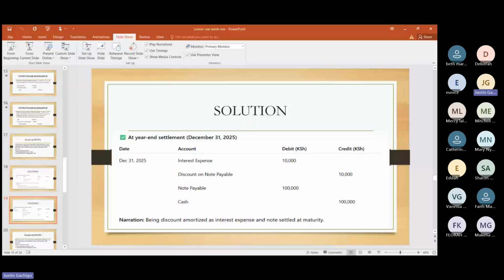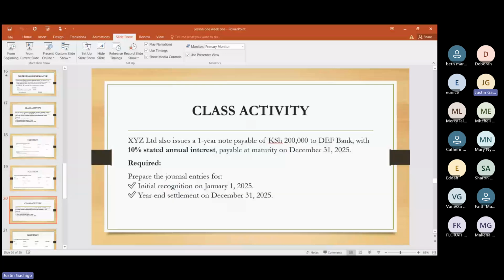So here we have another class activity. XYZ Limited also issued a 1-year note payable of Kenya shillings 200,000 to DEF Bank with 10% stated annual interest payable at maturity. Required, prepare the journal entries for 1. Initial recognition on 1st January 2025, and 2. Year-end settlement on December 31st.